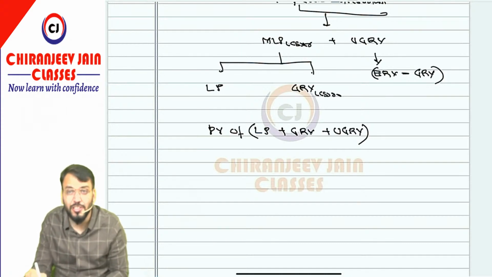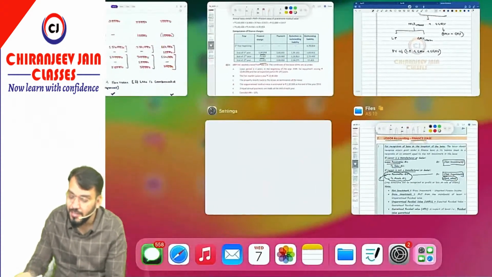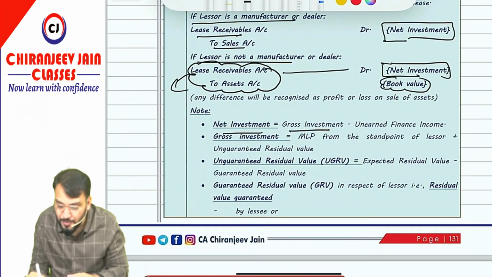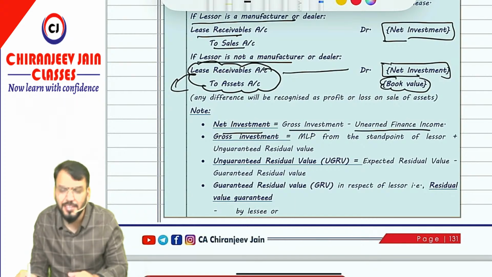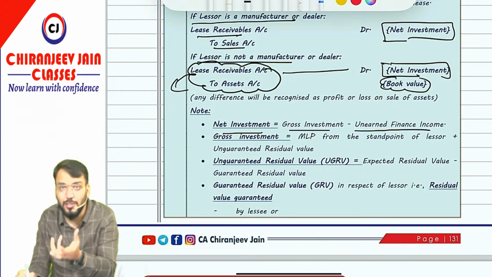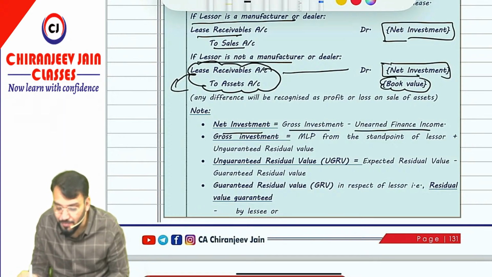Now this will also be discounted. This will be discounted by using the interest rate implicit in the lease. Correct? So what they want to say is that net investment is equal to gross investment minus unearned finance income. Unearned finance income is interest income. So from future payment, if you deduct interest, that will be present value only. So gross investment minus unearned finance income.